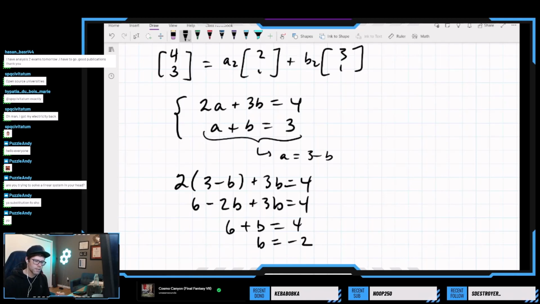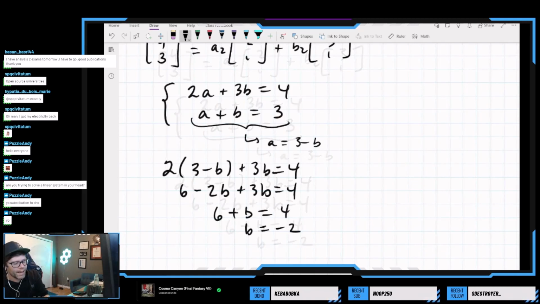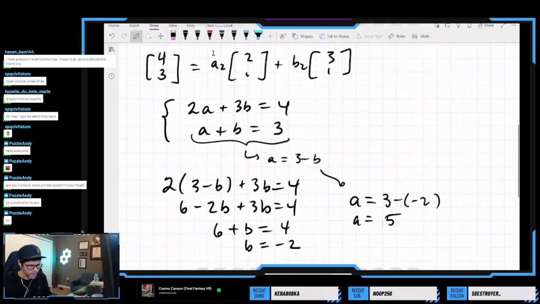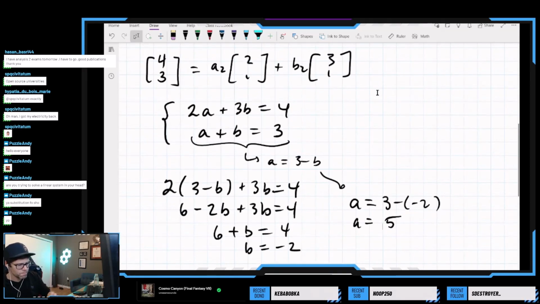I would not have guessed that b had to be negative here. And then if b is negative 2, we know that a is equal to 3 minus negative 2. So a must be equal to 5. Okay, so let's just verify that. If a is equal to 5, we have 10 and 5. And if b is equal to negative 2, we subtract 6 and we subtract 2. And that does get us to the 4 and 3 that we're looking for.